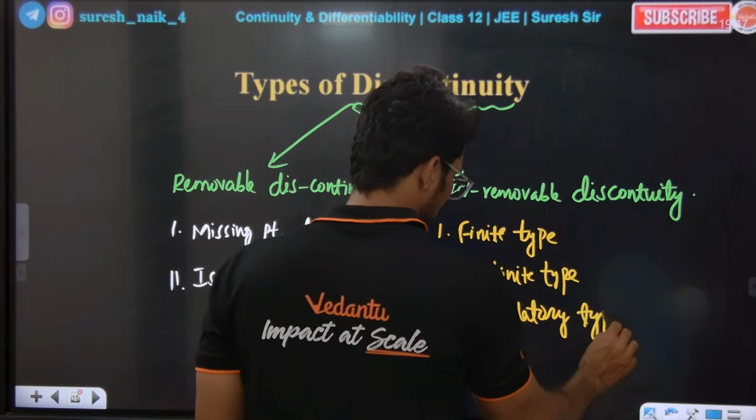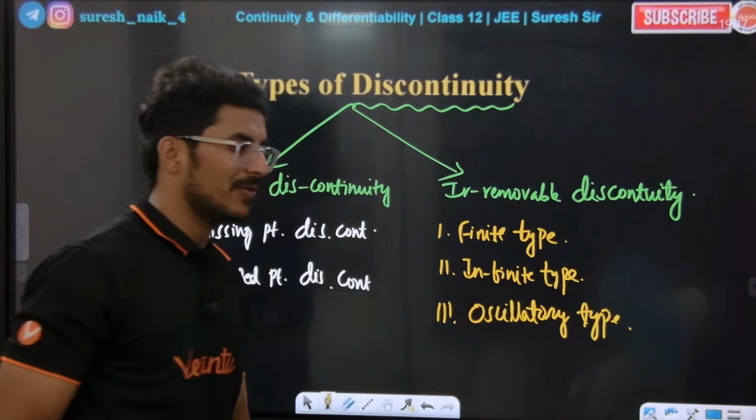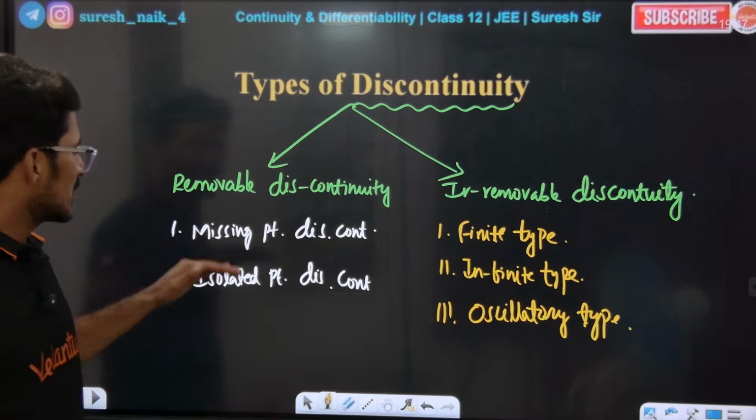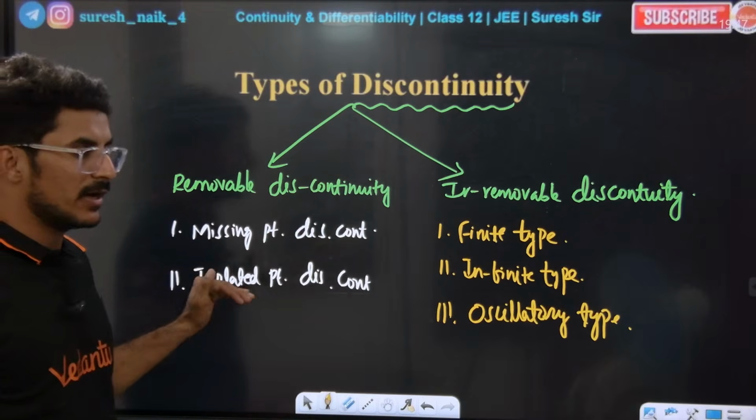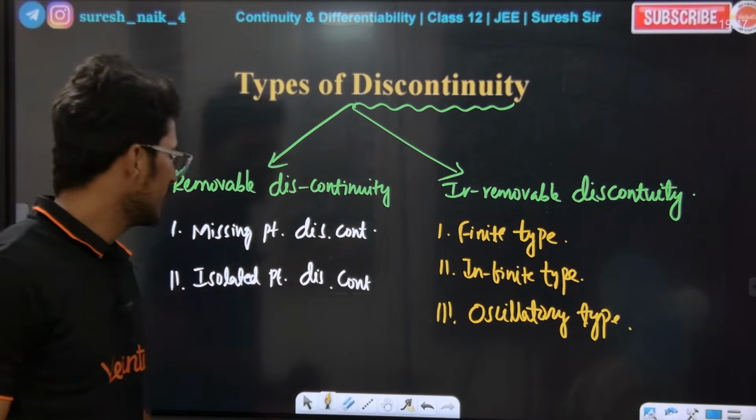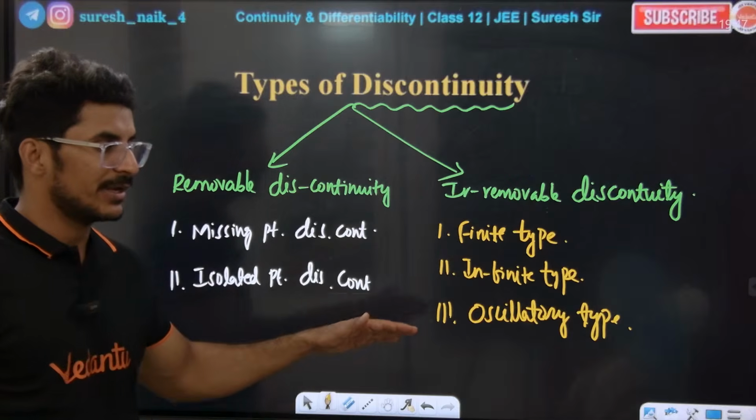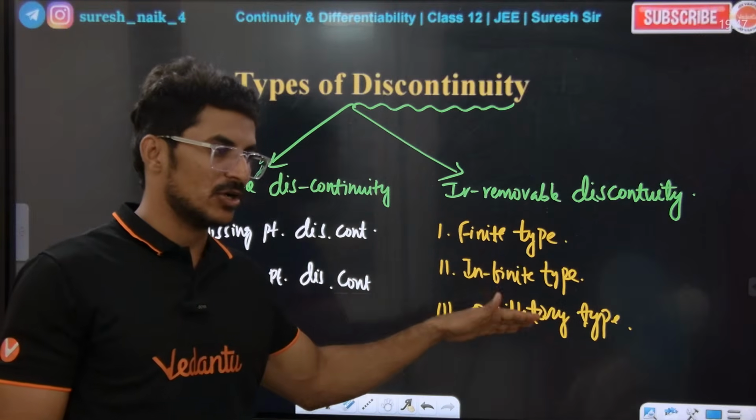Oscillatory type. Sir, we will understand one by one. We'll try to understand one by one. Sir, missing point discontinuity, isolated point discontinuity, finite, infinite, oscillatory.